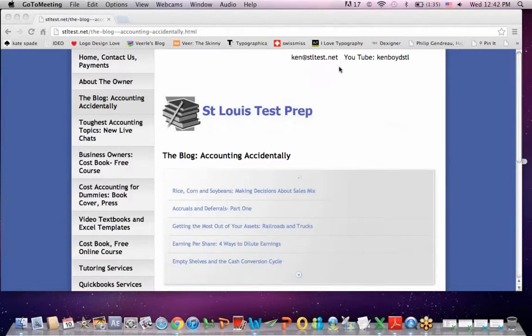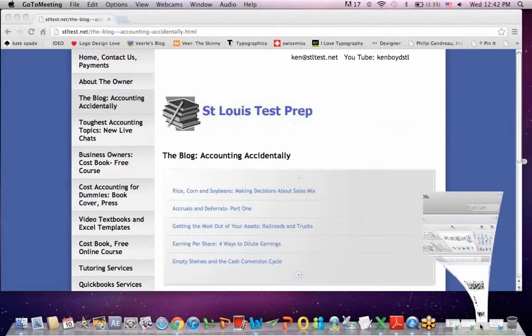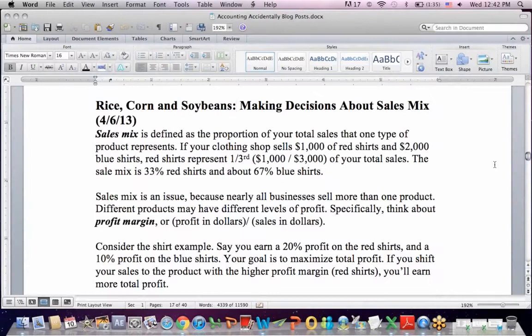So this is the website, stltest.net. You can see in the top right-hand corner that this happens to be the page for my blog, Accounting Accidentally. And you'll see that we have an RSS feed and that the blog I'm going to talk about is Rice, Corn, and Soybeans: Making Decisions About Sales Mix. I'm going to pull it up in the Word document that I use to create the blog.